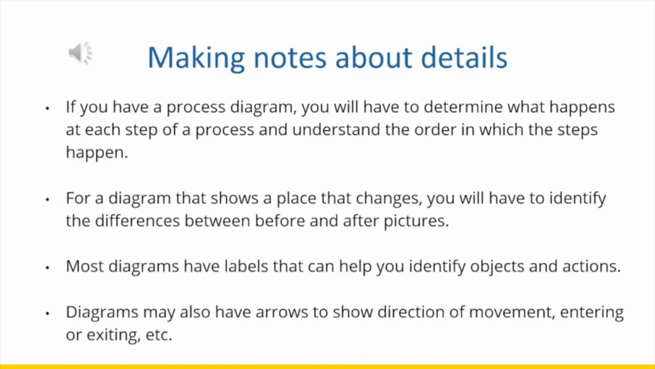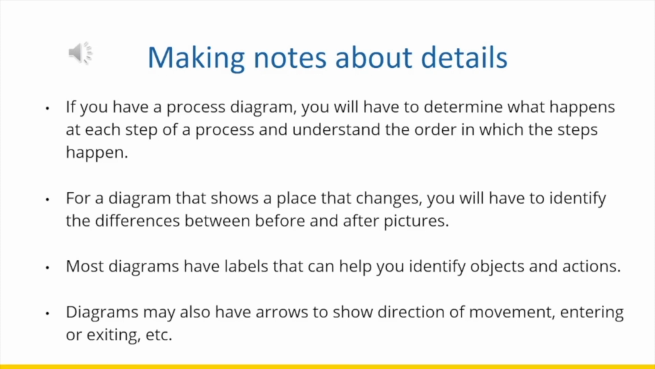In this slide, we'll review how to make notes about details. If you have a process diagram, you'll have to determine what happens at each step of a process and make sure that you understand the order in which the steps happen. For a diagram that shows a place that changes, you'll have to identify the differences between before and after pictures.